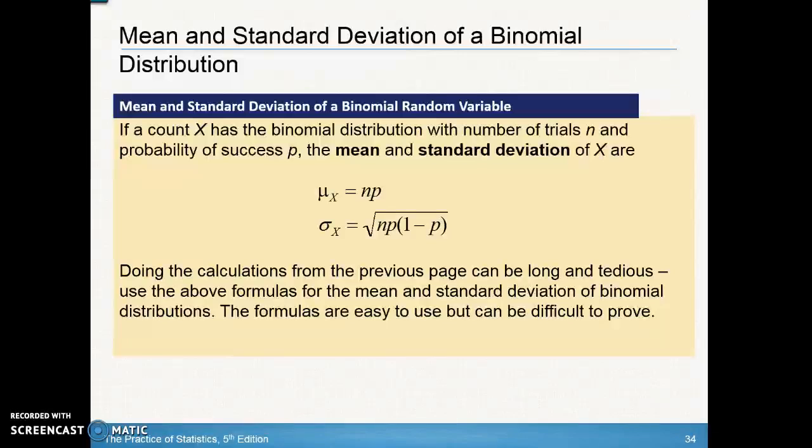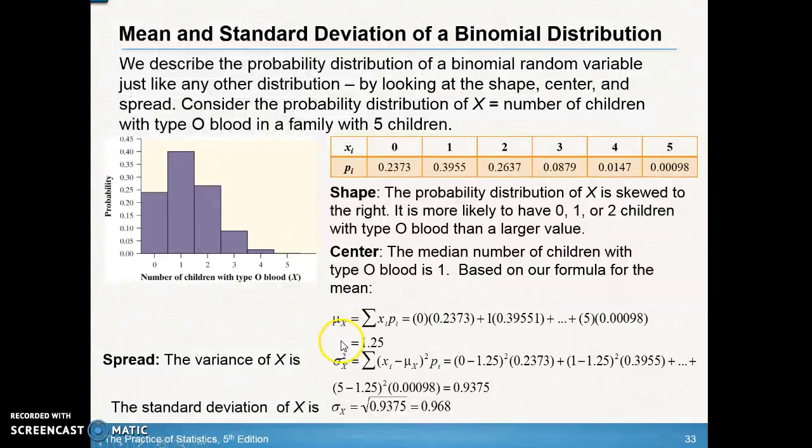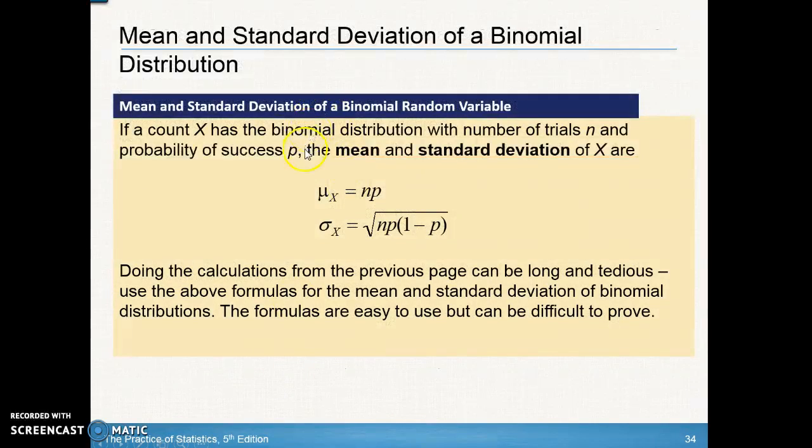All right, so what exactly are the mean and standard deviation of a binomial distribution? We did it this way by going through and doing all the calculations that we did with our random variables from the previous section, but we want to know, is there an easier way to find the mean and standard deviation of a binomial distribution? If a count x has a binomial distribution with a certain number of trials, the mean of the distribution is the number of trials times the probability of success. The standard deviation of a binomial distribution is the number of trials times the probability of success times the probability of failure, and you take the square root of that.